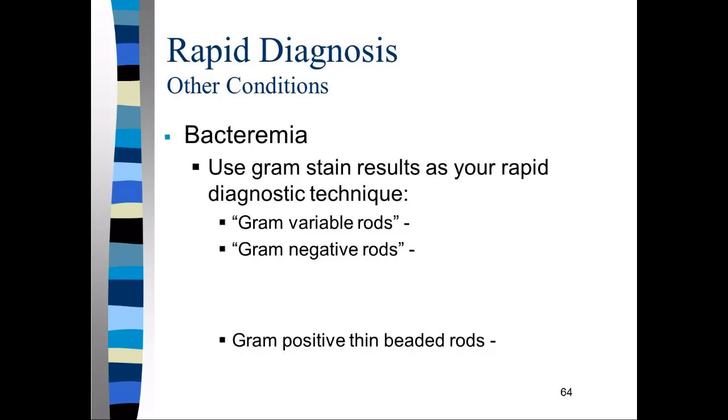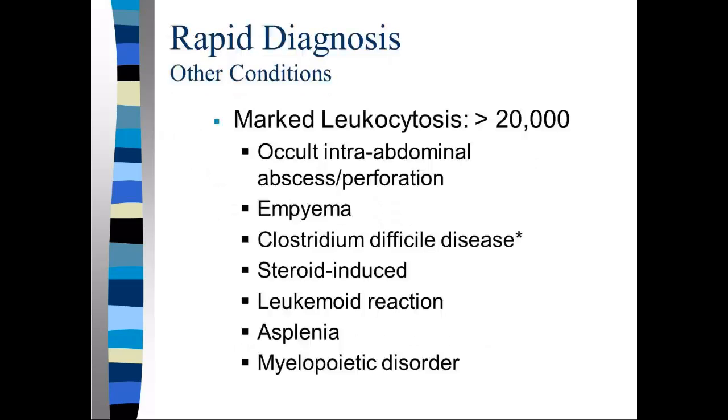How about for gram negatives? What are gram variable rods? Think about Acinetobacter or Bacillus. Gram-negative rods, of course, are usually not a contaminant, and gram-negative bacteremia is a diagnosis that typically requires empiric treatment. And gram-positive thin-beaded rods, I think I already mentioned this, think about acid-fast bacilli. So use gram stain techniques as your rapid diagnostic technique.